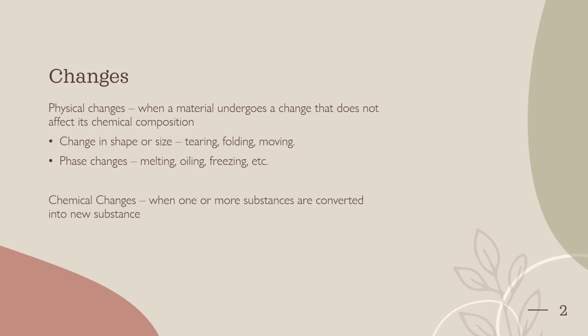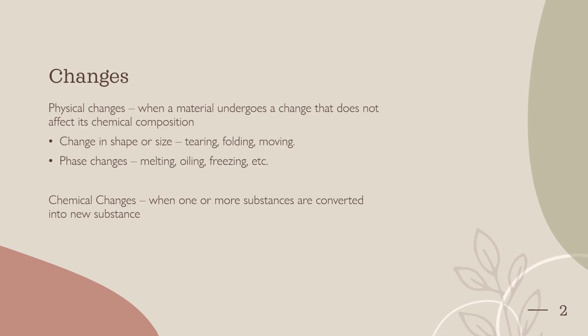So first let's go through the changes. There are two different types of changes. One is physical change, second is chemical change. So physical change, that's when a material undergoes a change that does not affect its chemical composition. So that could include change in shape or change in size, or changes in the state of matter.